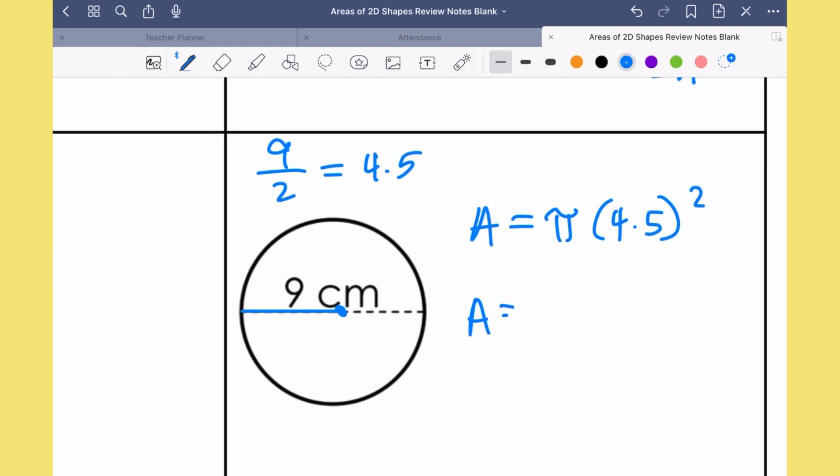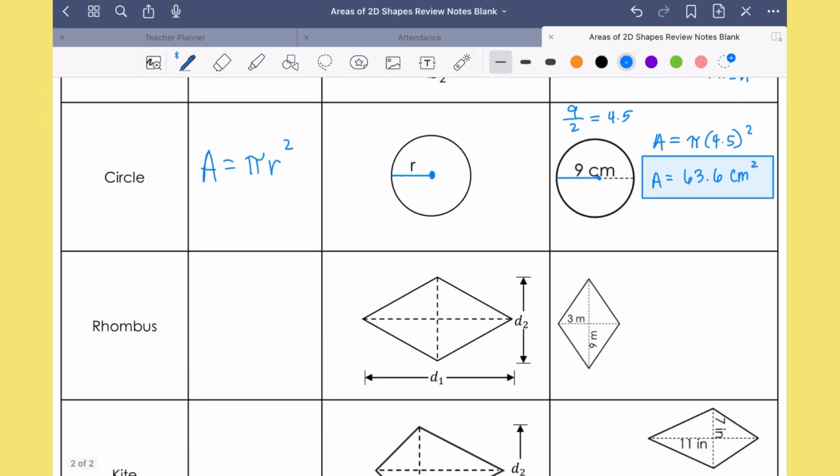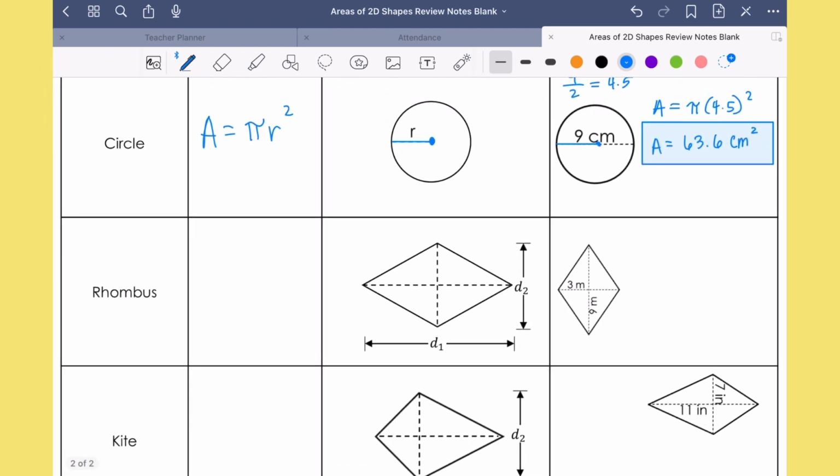We type that into our calculator. That's a pi symbol. Sorry. And we get 63.6 centimeters squared. That is a circle. Those are my favorite. They're so straightforward. We only have to plug in one thing.